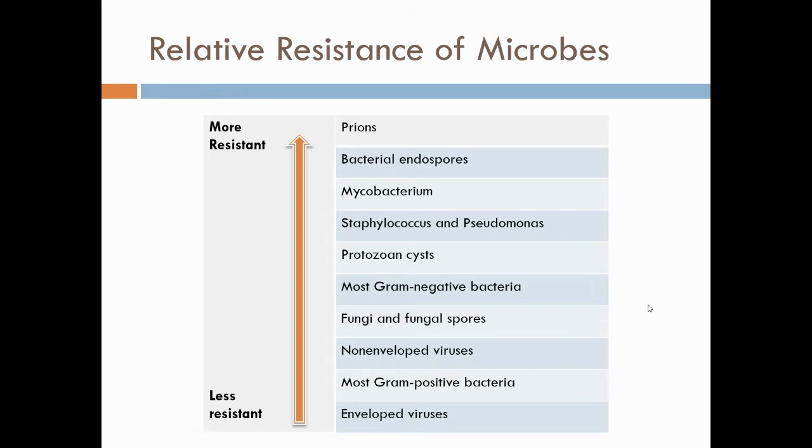Fungi and fungal spores. These are a little more difficult to destroy. Remember, our fungal spores are vegetative spores. They're not endospores like bacteria. They're not a protective structure. These are a reproductive structure. So they're metabolically active. They're a little more difficult to destroy than viruses or gram-positives. A little more difficult to target because they're eukaryotes, but different enough from us that they give us some targets. But they're fairly easy to destroy, easier than the gram-negative bacteria, and that's because of that outer lipopolysaccharide layer.